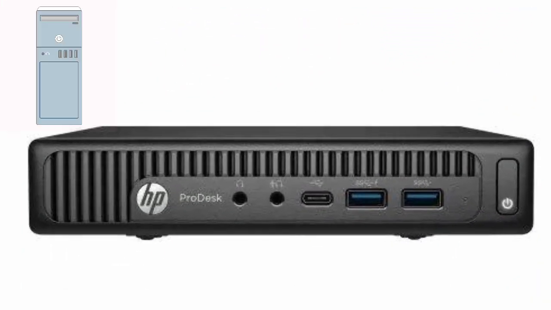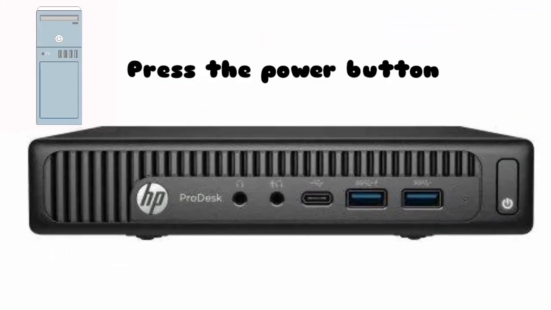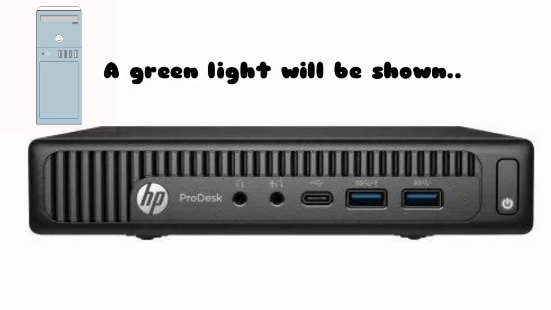Now let us see how to turn on the computer. First of all, we need to turn on the power button. Here you can see we have the mini CPU box. So we will just press the power button of the CPU box. You will see a green light on the CPU box. This shows that the CPU is on.